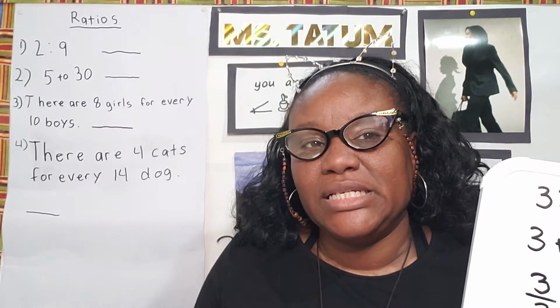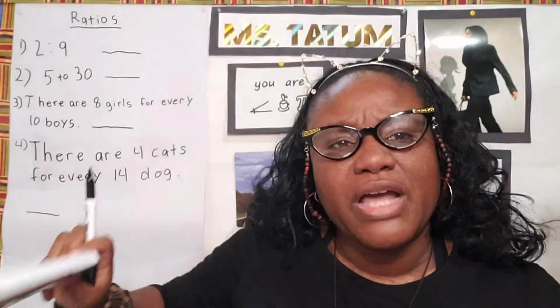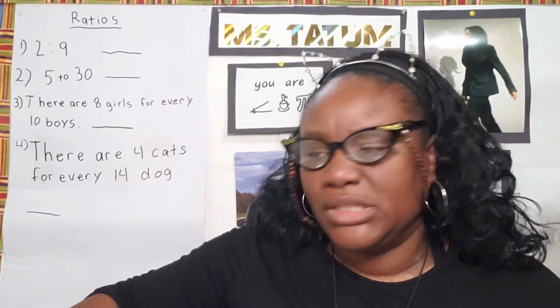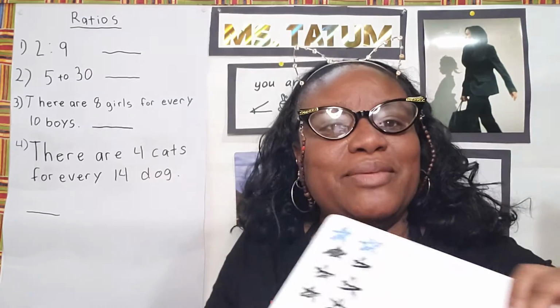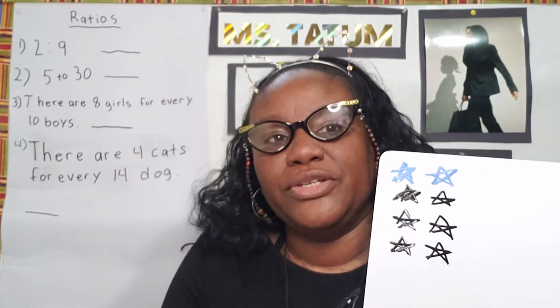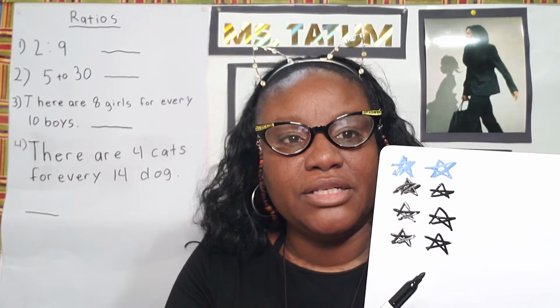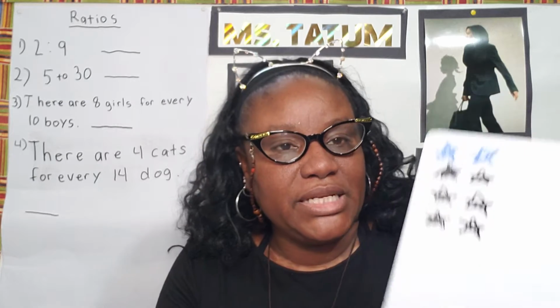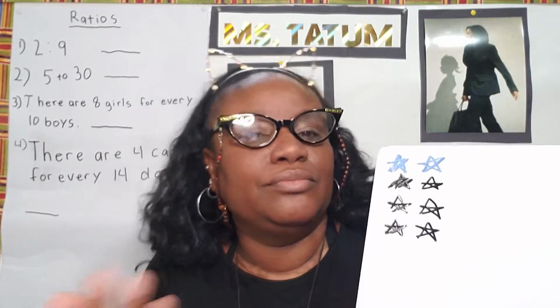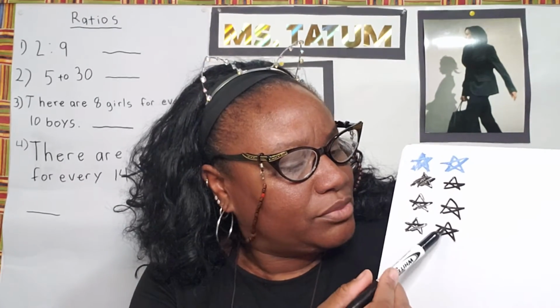For today's lesson, we're going to be using fractions. We're going to be expressing ratios as fractions in most of our problems. So let me give you some examples. Here, if I were to ask you, what is the ratio of blue stars to black stars? You would say to me the ratio would be 2 to 6, because there's 2 blue to 6.